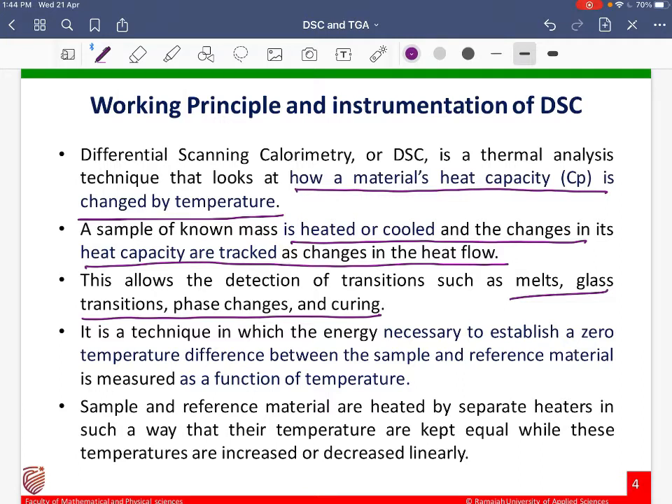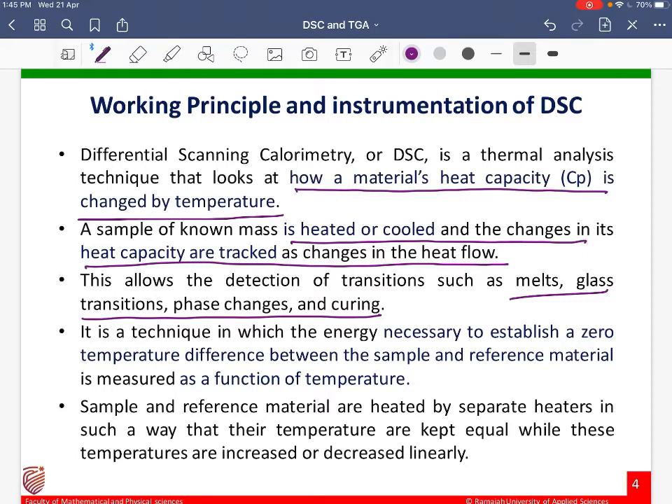It is a technique in which the energy necessary to establish a zero temperature difference between the sample and reference material is measured as a function of temperature. How this instrument works: we will have a known sample, which is our testing sample or testing specimen. At the same time, we will take a reference sample also. And we will heat both the reference sample as well as our testing sample, and try to maintain a zero temperature difference.